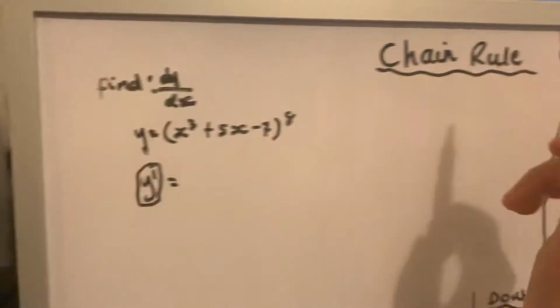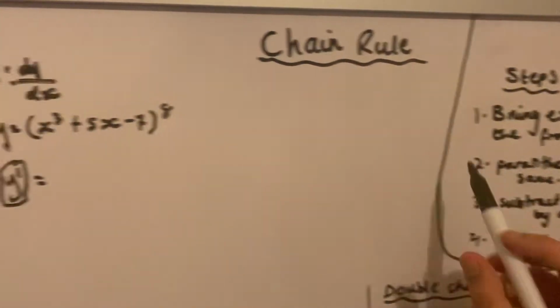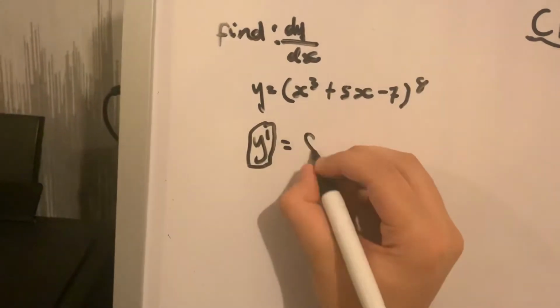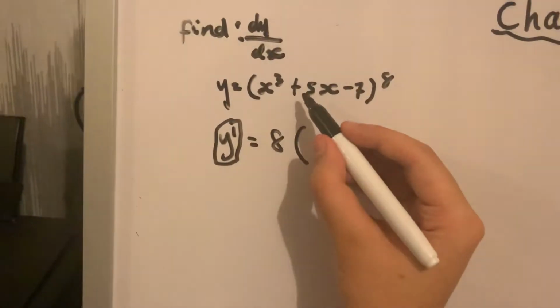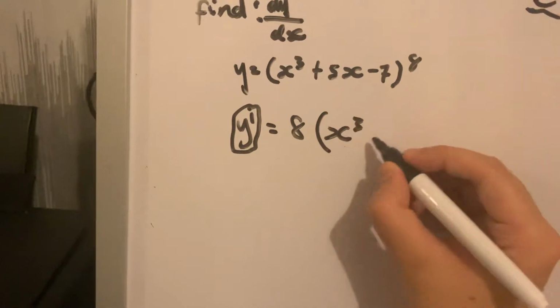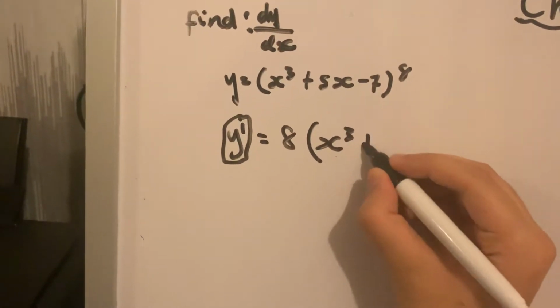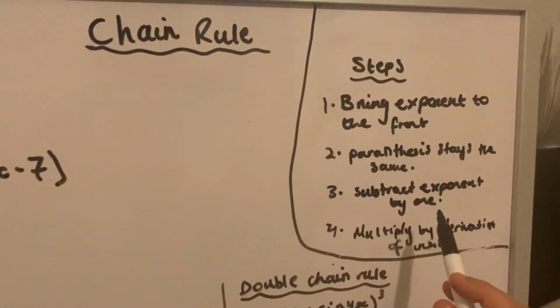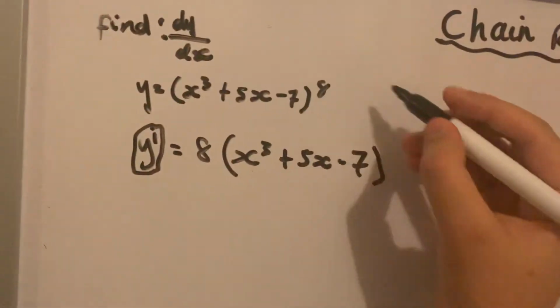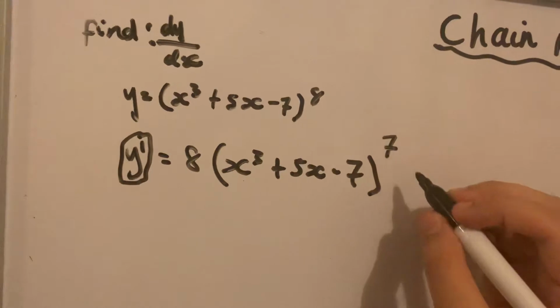So the first step tells us to bring the exponent to the front. So we bring 8 to the front, 8. The second step tells us the parenthesis stays the same. So this parenthesis stays the same, x cubed plus 5x minus 7. The next step tells us to subtract the exponent by 1. So we subtract 8 by 1, which gives us 7.